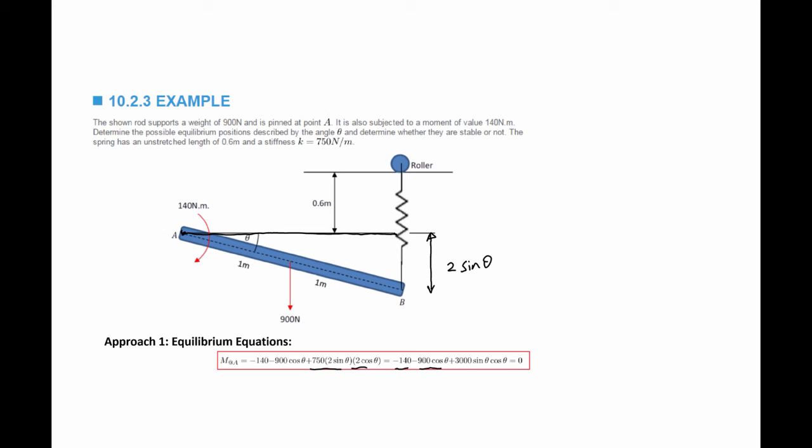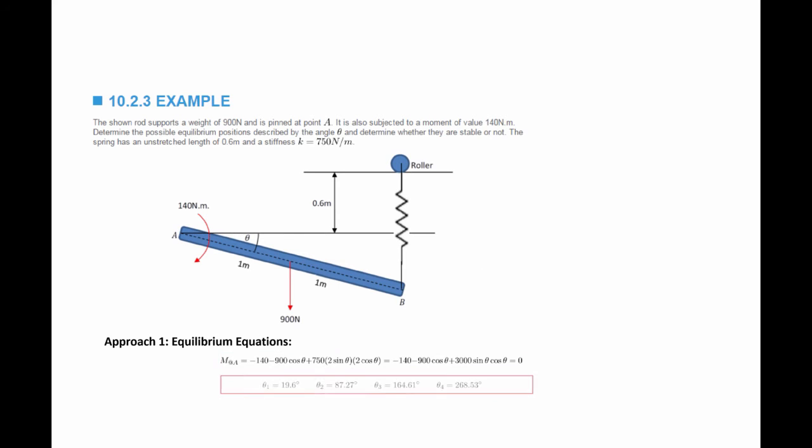And so to find equilibrium, we want to find theta that satisfies this equation. Using a mathematical solver, we are able to see that there are 4 possible angles theta that would satisfy this equation. Theta is equal to 19.6 degrees, 87.27 degrees, 164.61 degrees, and 168.53 degrees. And it's not obvious which of these are stable equilibrium and which are not stable equilibrium.